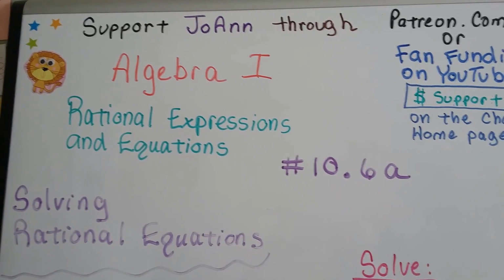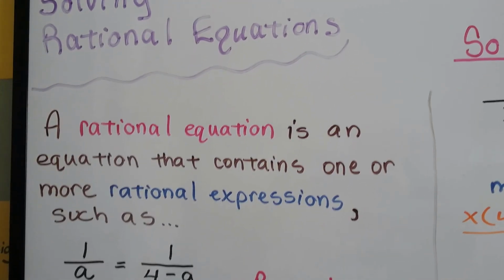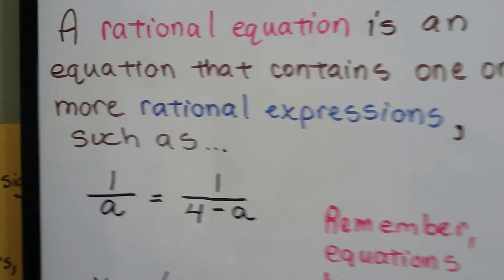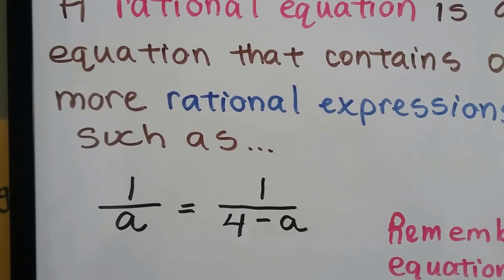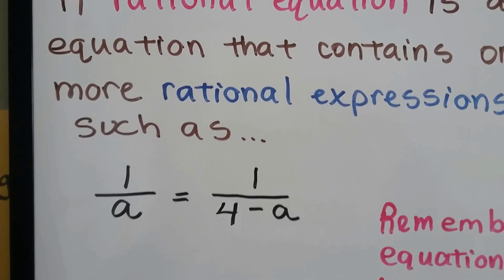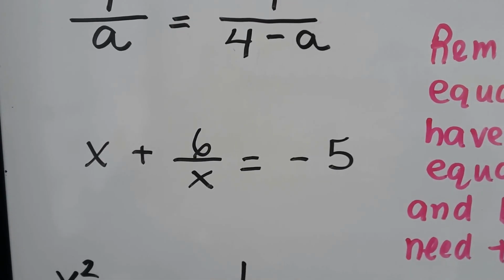Algebra I 10.6a, Solving Rational Equations. A rational equation is an equation that contains one or more rational expressions. So it would be like 1 over a is equal to 1 over 4 minus a. That's a rational equation. Or x plus 6 over x equals negative 5.